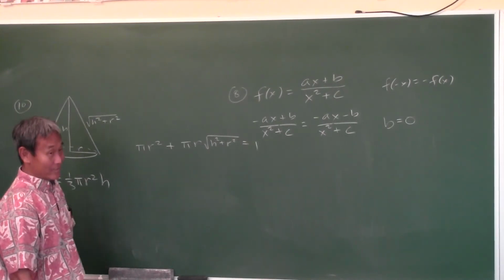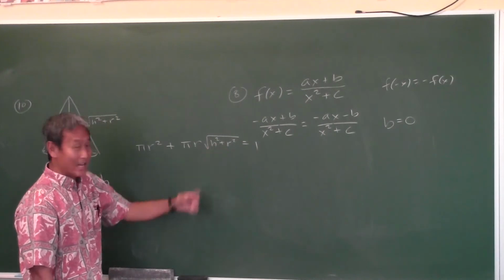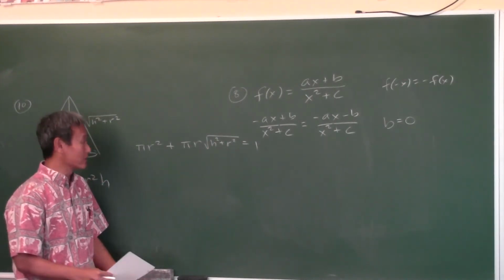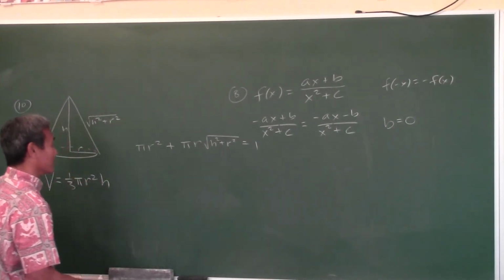I think it's pretty obvious here. Look at the r: 3 times, only got h once. It's easier to solve for h. So how do you solve for h? What do you do?